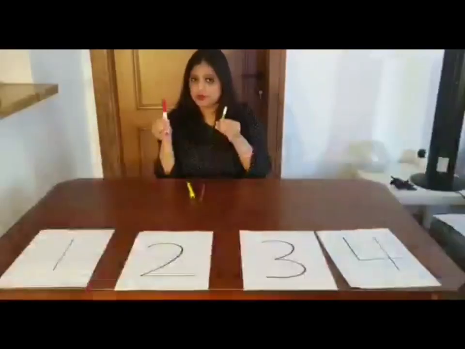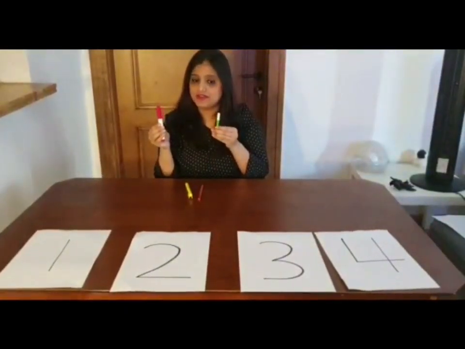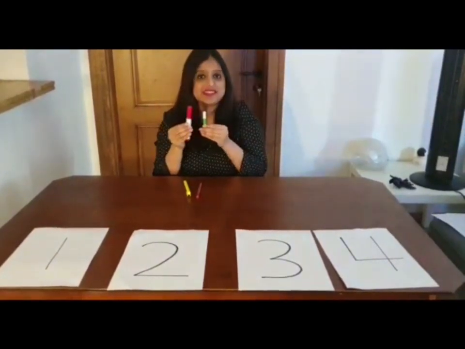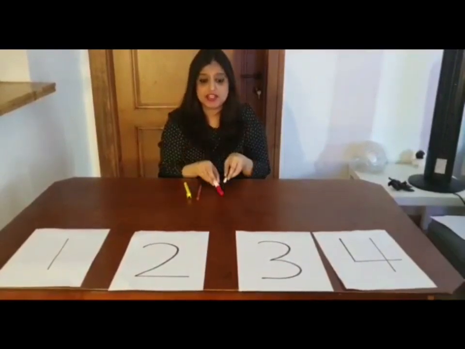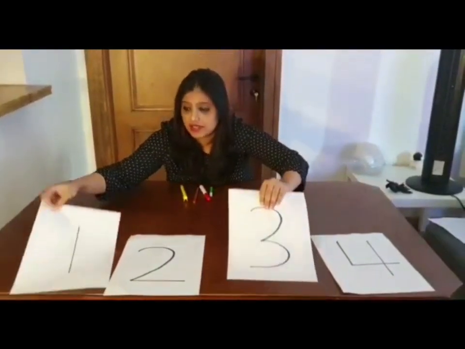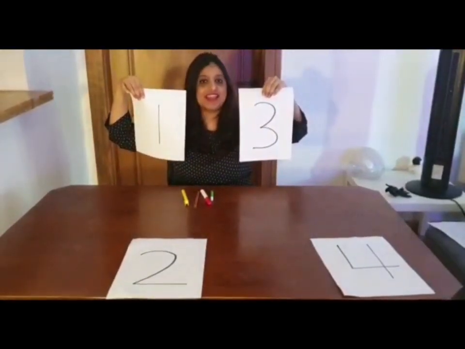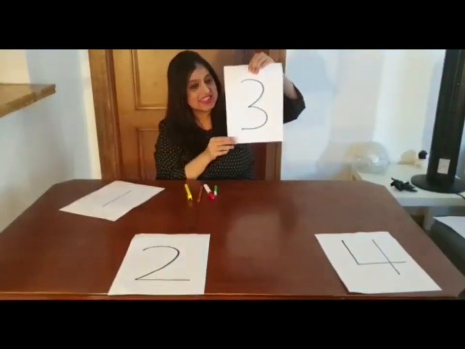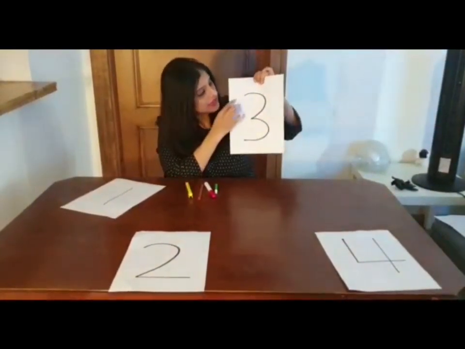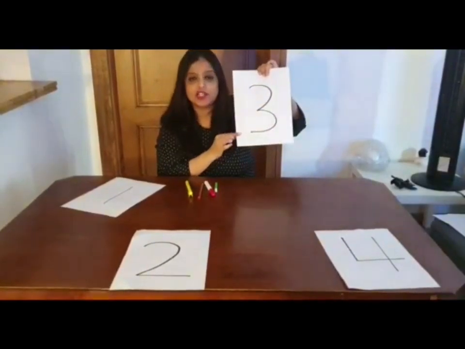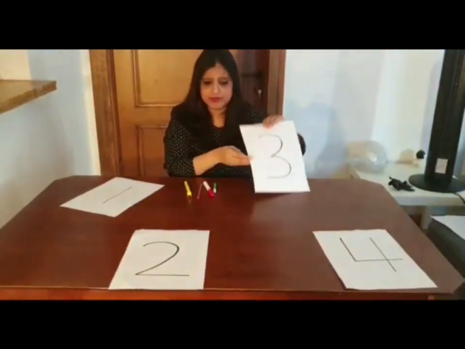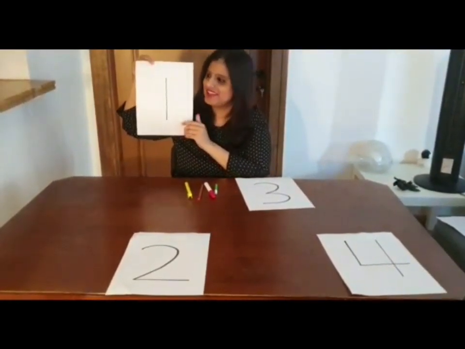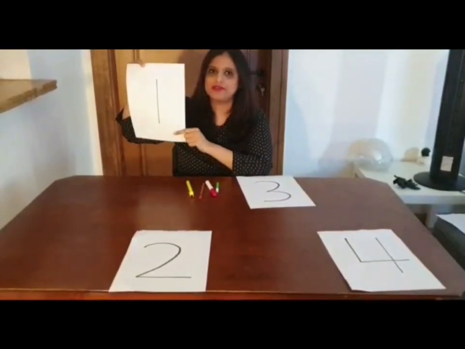Good job, children. You remember how many differences did we identify between these 2 objects? Yes, you are right. We identified 3 differences. Now tell me, which is the number 3 in this? Can you identify which is the number 3? Yes, you are right. This is the number 3. And this is how the number 3 looks like. If this is number 3, then what is this number? Yes, you are right. This is the number 1.